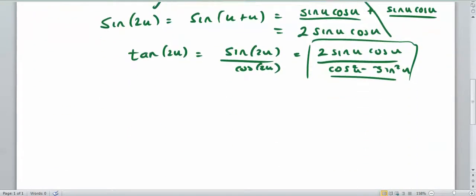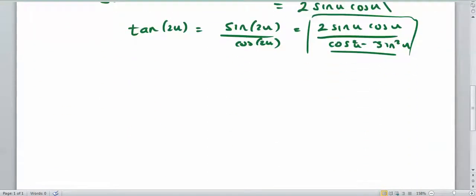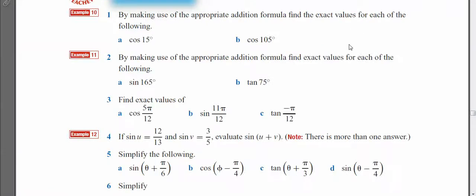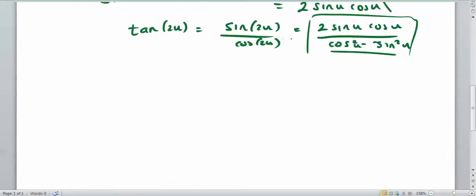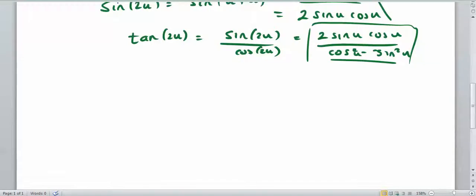Let's go ahead and actually try a few problems. At the moment, we're going to have a look at this one. We want to use an appropriate addition formula to find the exact value of cos 105. Well, let's go ahead and have a go at that one. So cos 105, how do we go ahead and do that?